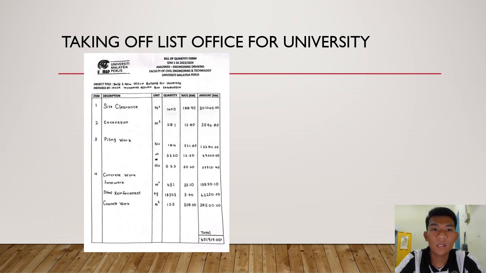I will present about the taking off list to build an office for the university. The cost that our company needs to build an office for the university is 651,990 ringgit to build a quality office for the university.